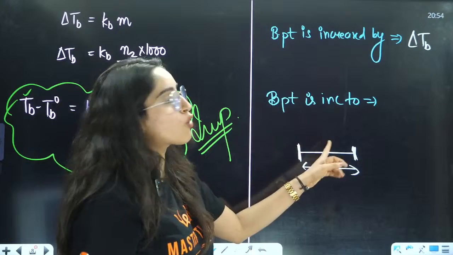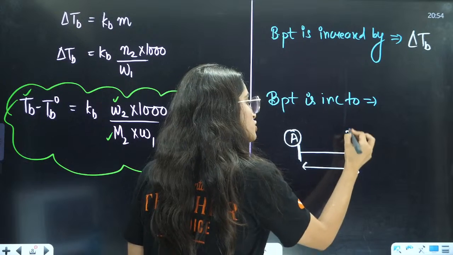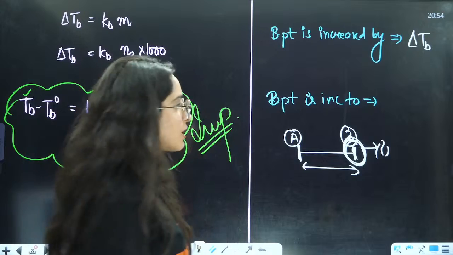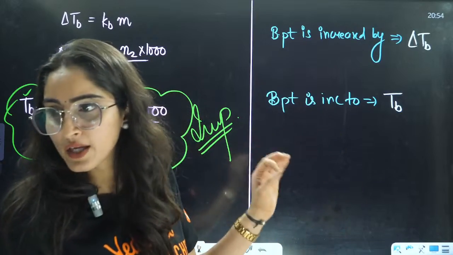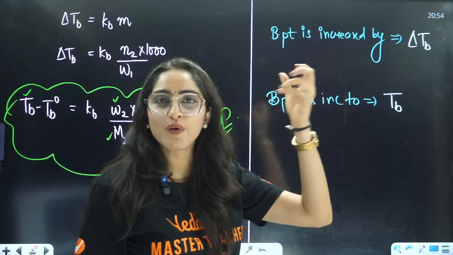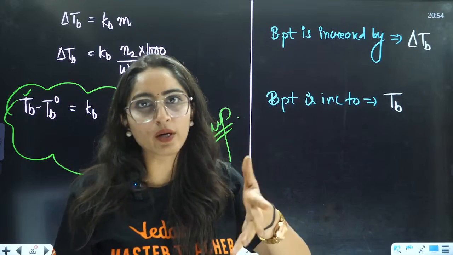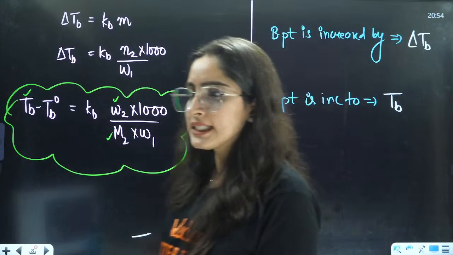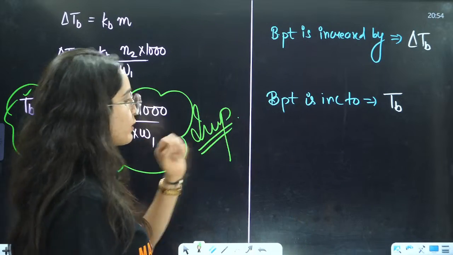But if they say boiling point is increased to, that means initially you were at this position, now you are at this position. So you tell what this position is. They are asking you the final position. That means they are asking you the value of TB, not delta TB. This is the biggest problem that students make. Otherwise, in the options also you can see if the value is very small, that is your delta TB. If the value is large, in terms of 100 Kelvin, 200 Kelvin, that means they are talking about TB.